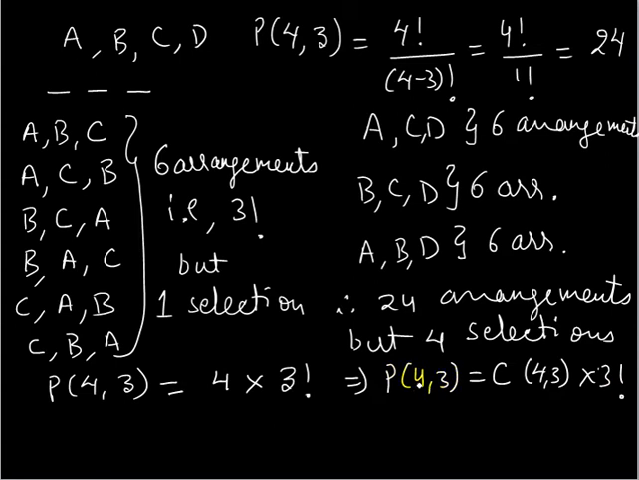So the number of permutations of 4 people at 3 places can be written as the number of combinations of 4 people taken 3 at a time into 3 factorial. Now if this is further simplified, we can get an expression for C(4,3). It will be P(4,3) over 3 factorial. Obviously it will come out to be 4 when you expand it.